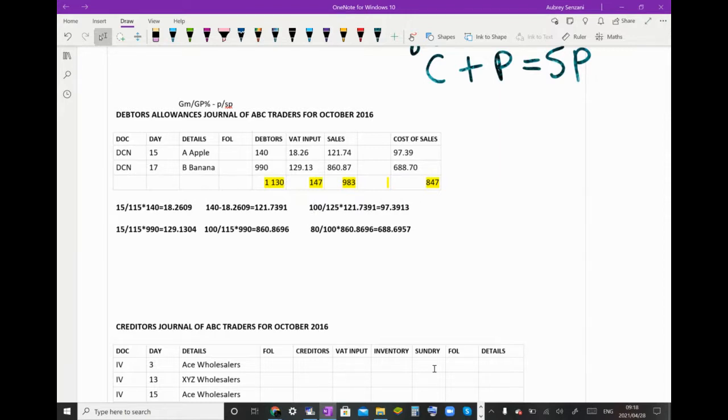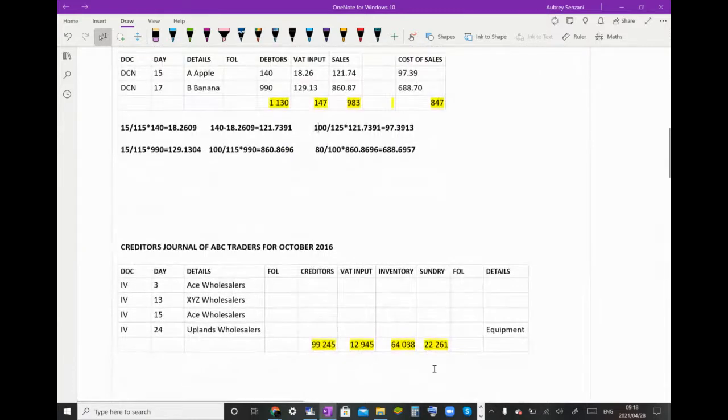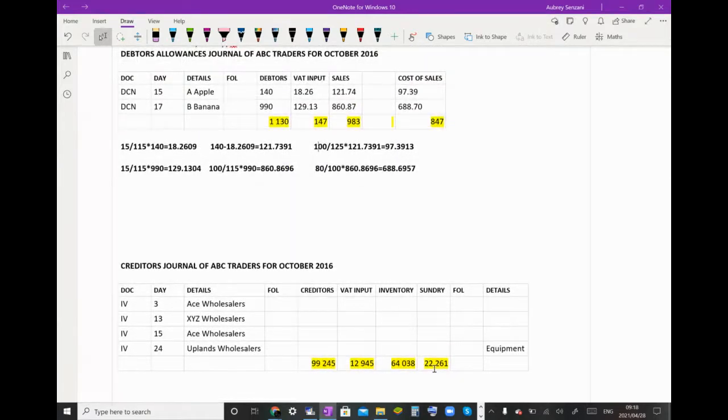Then we can move on to the creditors journal. Remember what's going on in the creditors journal? We are making purchases on credit, right? And it could be of anything. So let's get into it. First transaction that we had there happened on the 3rd. We purchased trading inventory for 29,000. So we just go to the creditors column, 29.